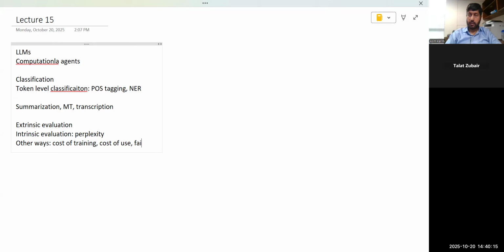So for example, fairness evaluation. How fair is your large language model? Is it biased or not biased?